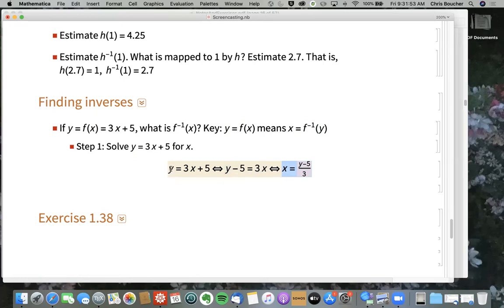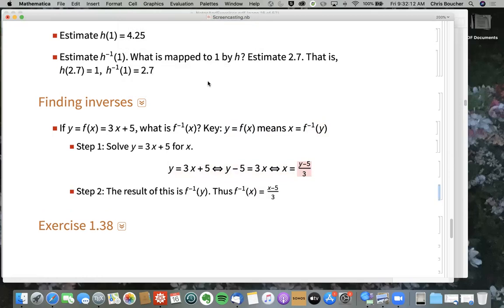And right now I am looking at, on the left, y equals f of x, this equation, and on the right, x equals f inverse of y, this equation. So that means this thing right here is f inverse of y, and the input letter doesn't matter, right? Whether you call it f inverse of y or f inverse of w or f inverse of x doesn't make any difference. So if this pink thing is f inverse of y, then f inverse of x is this function, x minus 5 over 3. And we have found a formula for the inverse of this function.